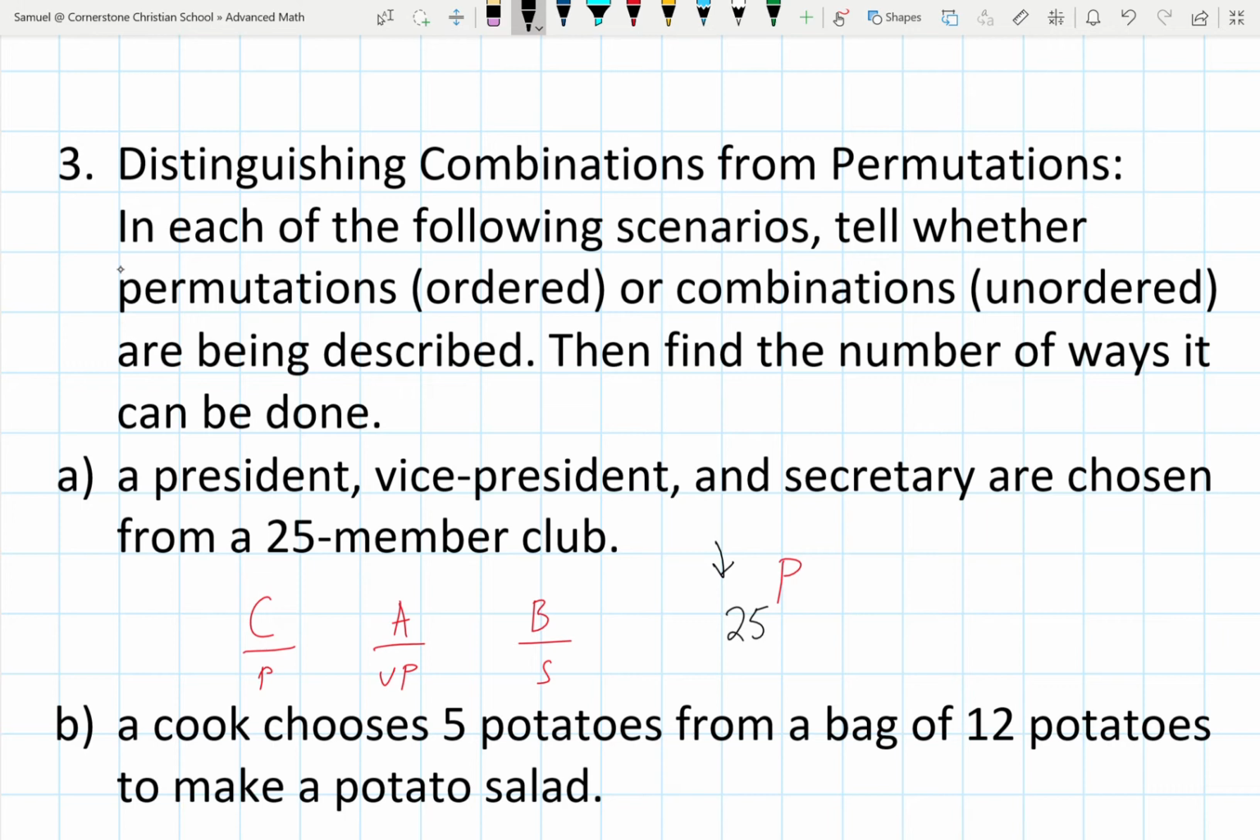And so you'll type in 25P after hitting that button, and then you could type in a 3. So 25 people, we're choosing 3 of them, and we want to know how many different ways can it be done. And the number might surprise you because there are so many different ways that you can choose. It's only 25 people, but there's actually 13,800 different ways that we can choose who's going to be the secretary, vice president, and president.